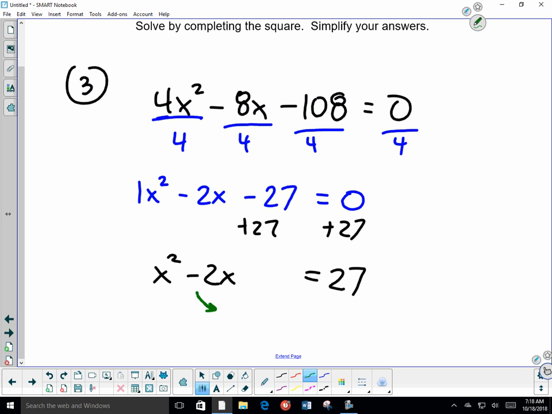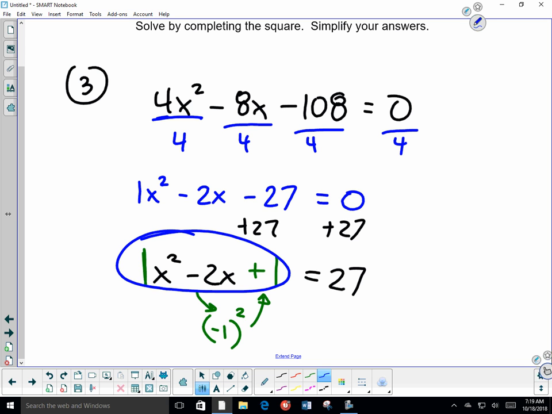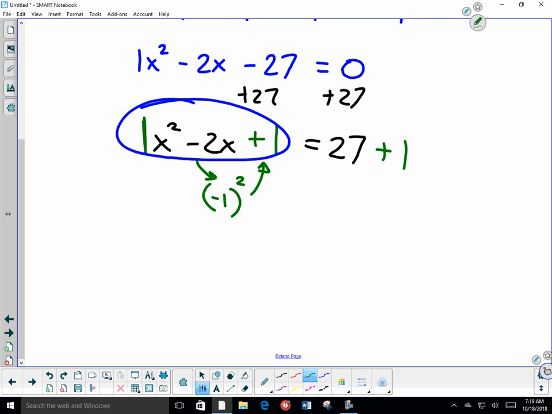I take half of this coefficient. Now that I've got a leading coefficient of 1, it's okay to do this, right? Half of negative 2 is negative 1. I square it, and I get 1. But if I add 1 to the left side to make this beautiful perfect square trinomial here, I'm going to have to add 1 to the right side also to keep the equation in balance.